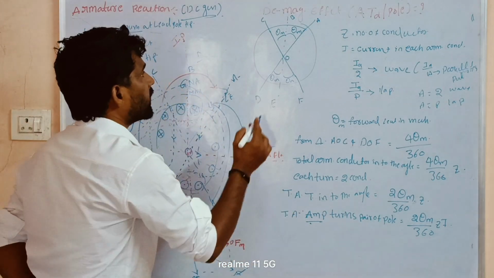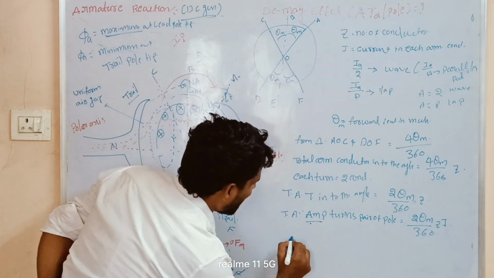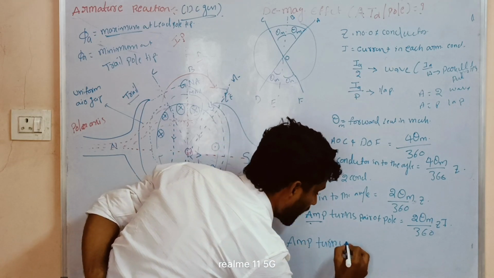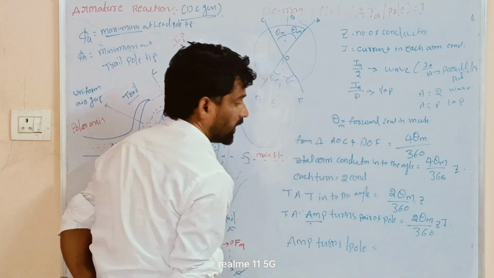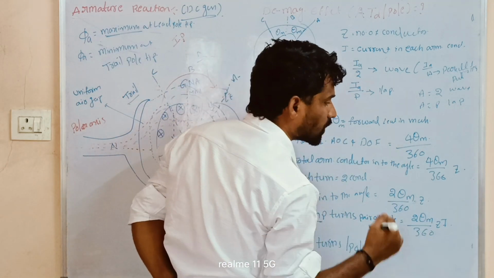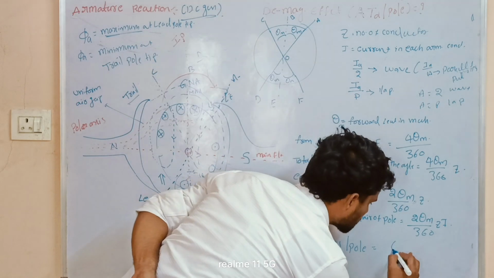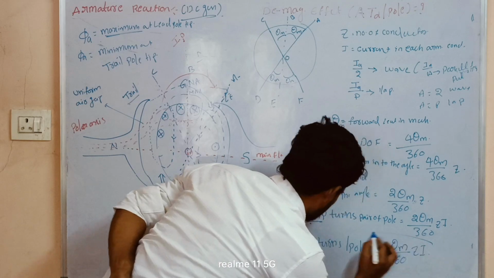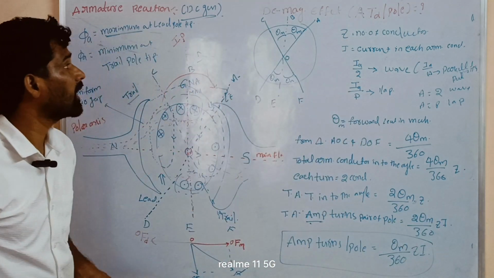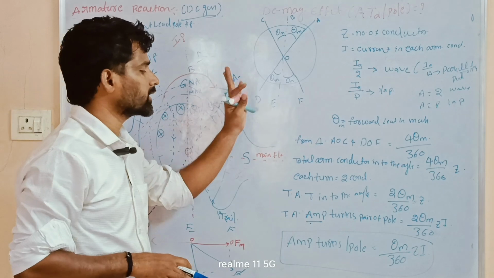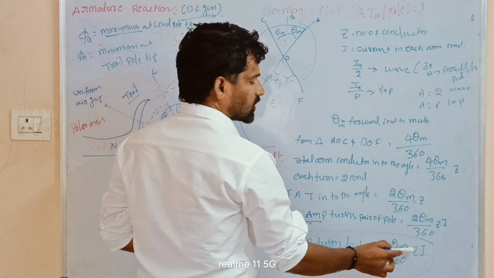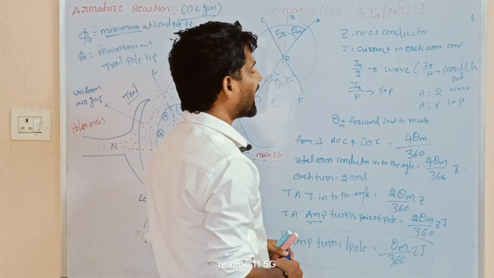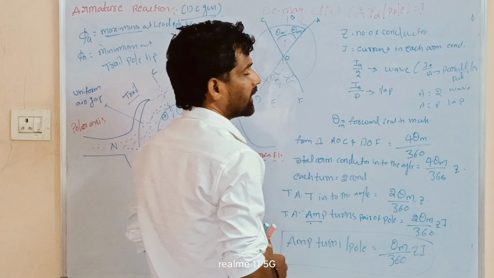So we need to find the armature reaction ampere turns per pole. We took a pair of poles, two poles, but we need only a single pole, so the factor of 2 will be cancelled: theta m by 360 into Z into I. This is the demagnetization effect formula: ampere turns per pole equals theta m Z I by 360 degrees. Here theta m is the mechanical degree, the forward lead of the brush axis.